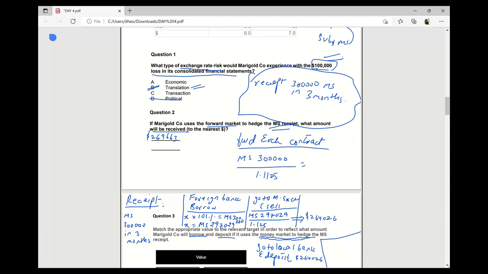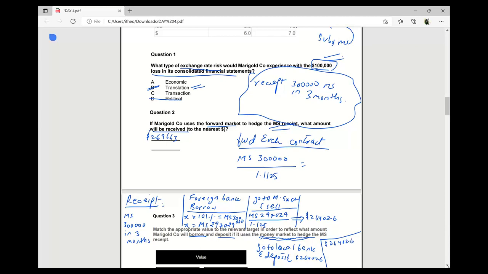Then go to the money changer and sell this currency. Since your home currency is US dollars, at the selling rate 1.125, you got dollars. Go to the local bank and deposit dollars. After 3 months, the foreign bank loan of 297,029 shillings would become 300,000 shillings after charging interest. Your receipt of 300,000 will come from abroad. Clear the foreign bank loan. Now, what did you deposit in the local bank?